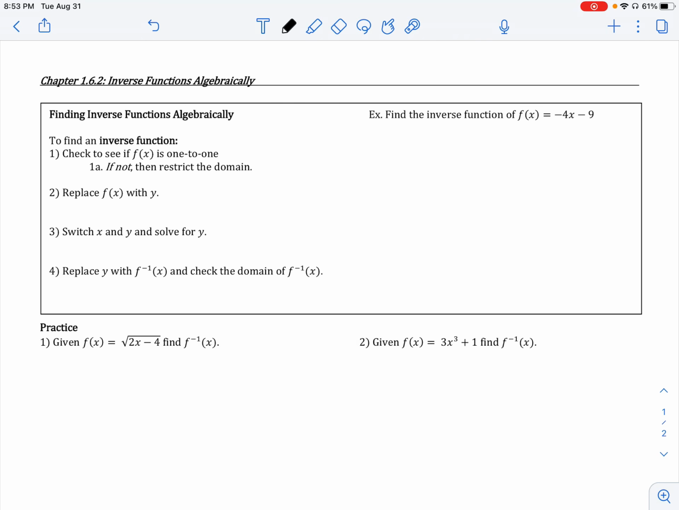To find an inverse function, I've already listed out the steps here. The first thing we want to do is check to see if the function is indeed one-to-one. We want to see, is my function one-to-one? And if it is not one-to-one, we'll have to restrict the domain so that we can actually come up with an inverse function.